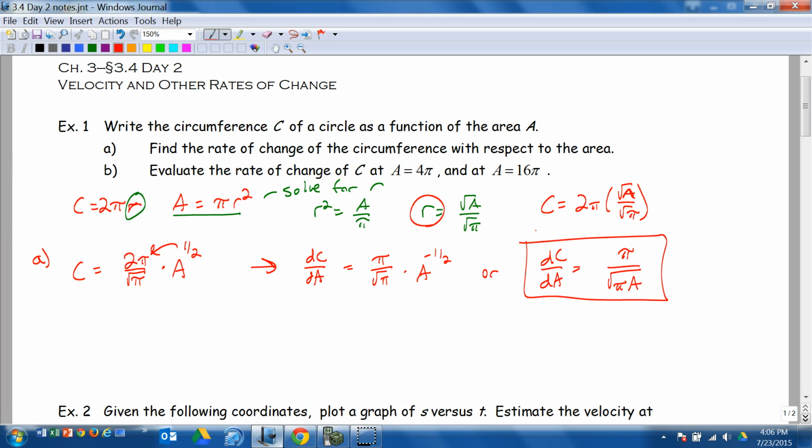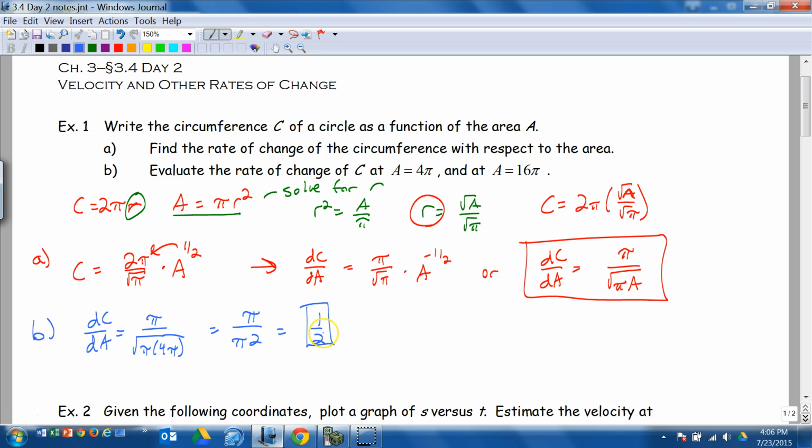Okay, so part B now, once you have the formula, you now are just plugging in the numbers. We have 4 pi for area and 16 pi. So when it's 4 pi, the change in circumference becomes pi over the square root of pi times 4 pi, which is equal to pi over, there's a pi squared, square root of that is a pi, and square root of 4 is 2, which is just equal to 1/2.